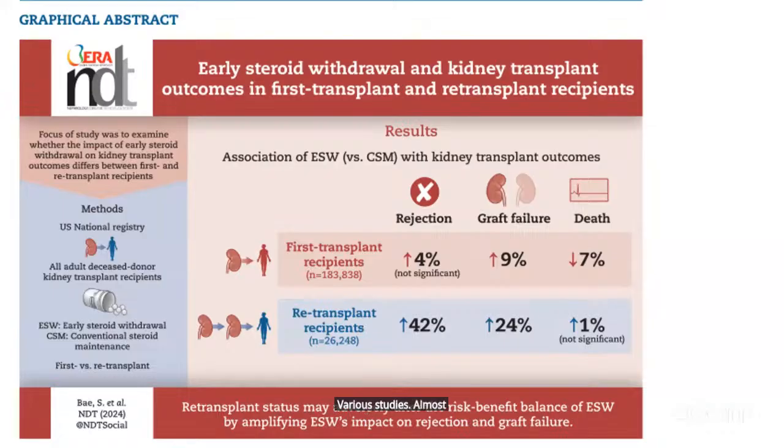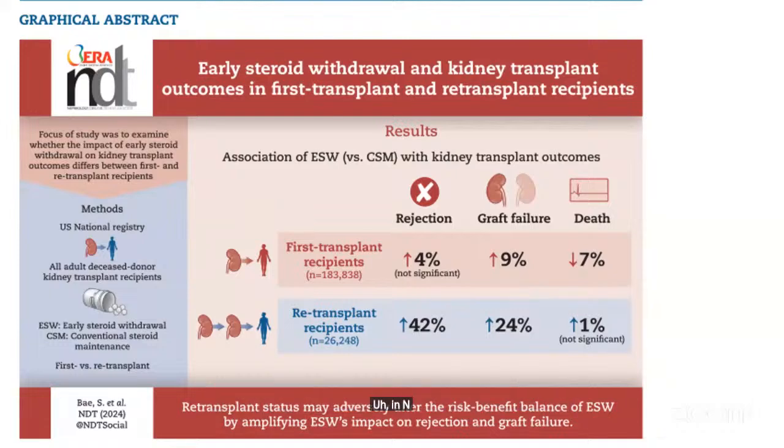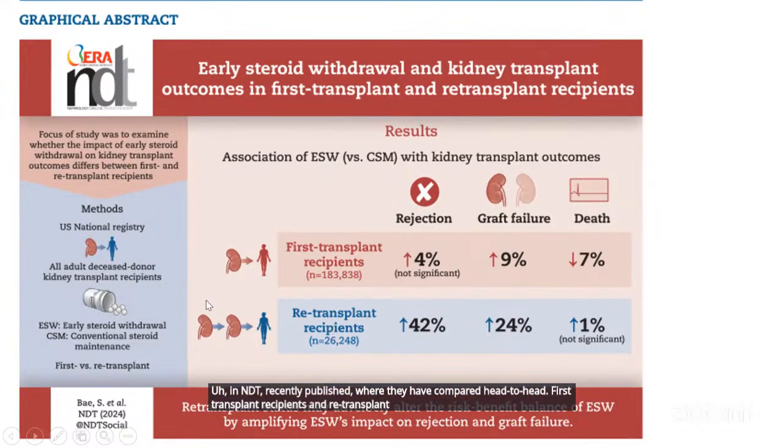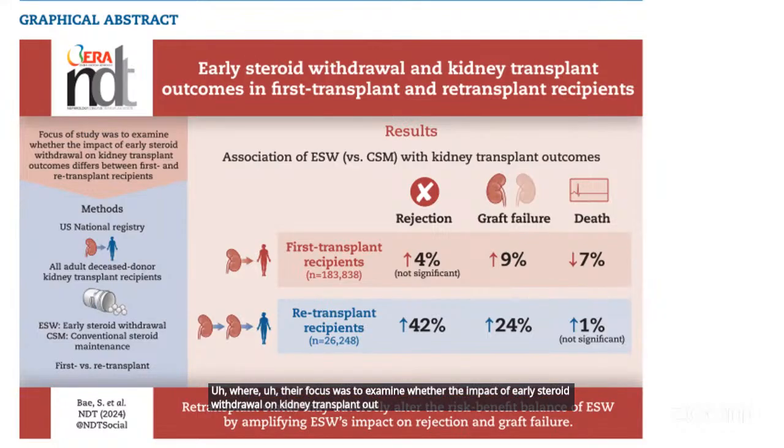Almost 5 to 6 years after the last meta-analysis and systematic review, one was recently published in NDT, where they compared first transplant recipients and retransplant recipients in adults head-to-head. Their focus was to examine whether the impact of early steroid withdrawal on kidney transplant outcome differs between first and retransplant recipients.